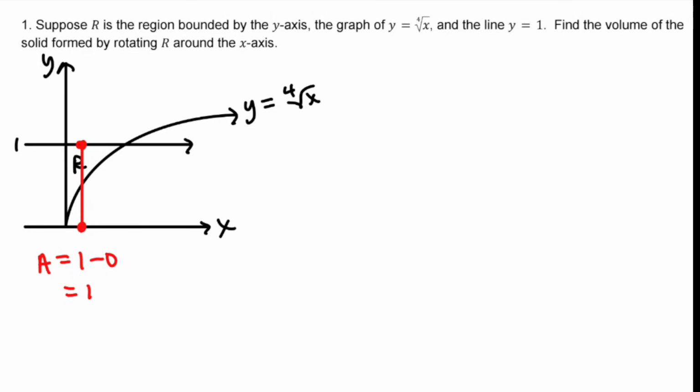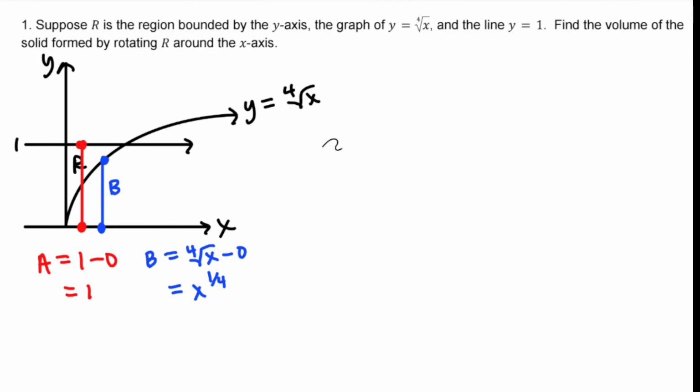Okay, then for the small radius, I'm going to start from the axis of rotation and reach to the near edge of the region that I'm rotating. And I'm going to call that one B. And top minus bottom, y equals fourth root of x minus y equals 0. I'm going to write that as x to the 1/4 though.